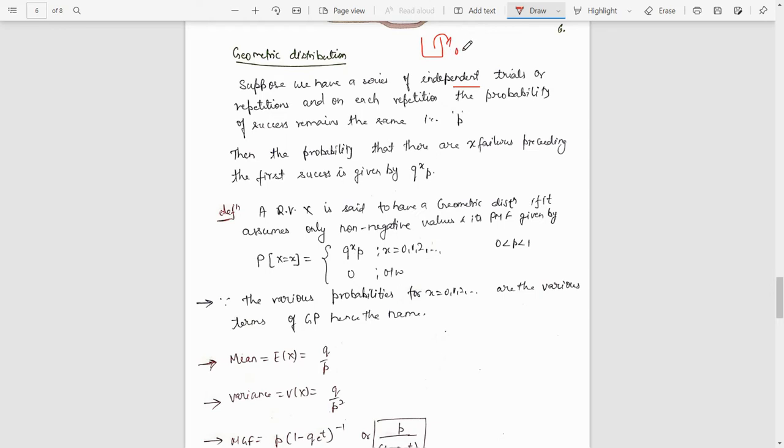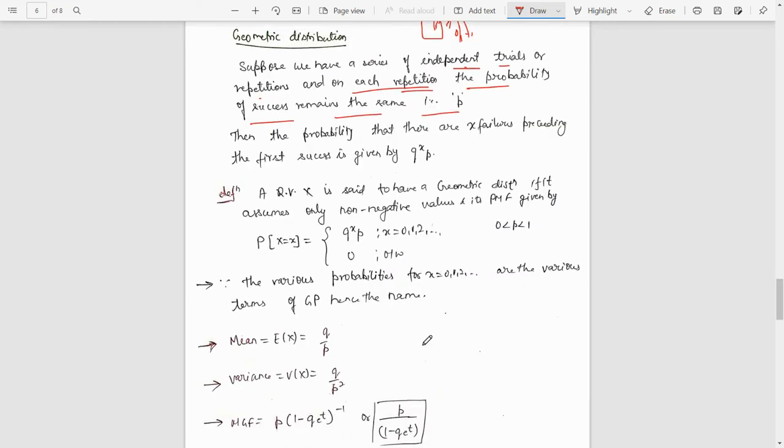Okay, then if it's a red, we are just seeing it. If it's not a red, we just put it in the bag and then again pick a ball. So it's saying that suppose you have a series of independent trials or repetitions, and on each repetition, the probability of success remains the same. That is p.